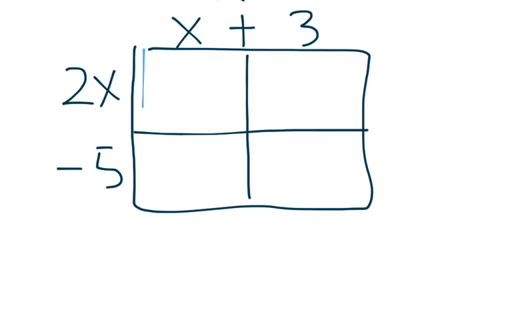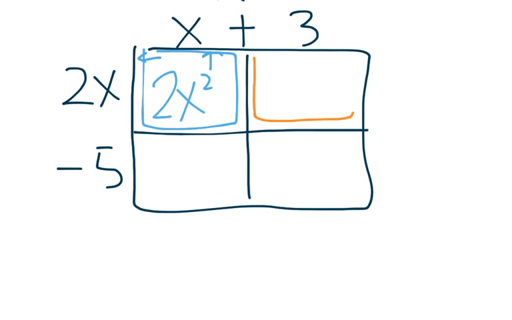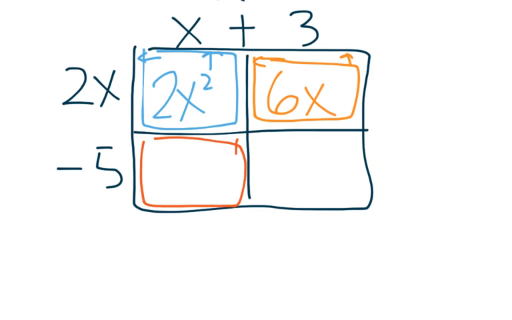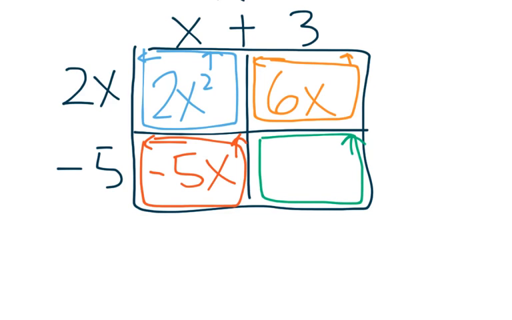In this first box, you multiply the one above and the one to the side of it. So that's x times 2x, that's 2x squared. In the second box, you multiply the one above it and the one to the side, so that's 3 times 2x, that's 6x. In the third box, you multiply the term above it and the term on the side, so that's negative 5x. In the last box, you multiply the term above it, which is 3, and the term to the side, which is negative 5, so it's negative 15.